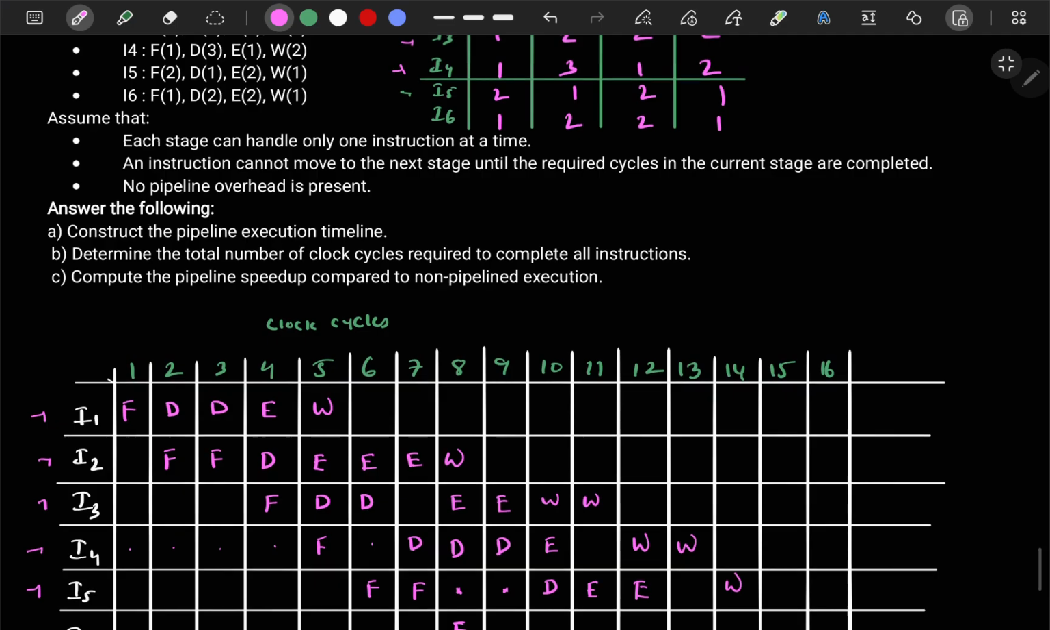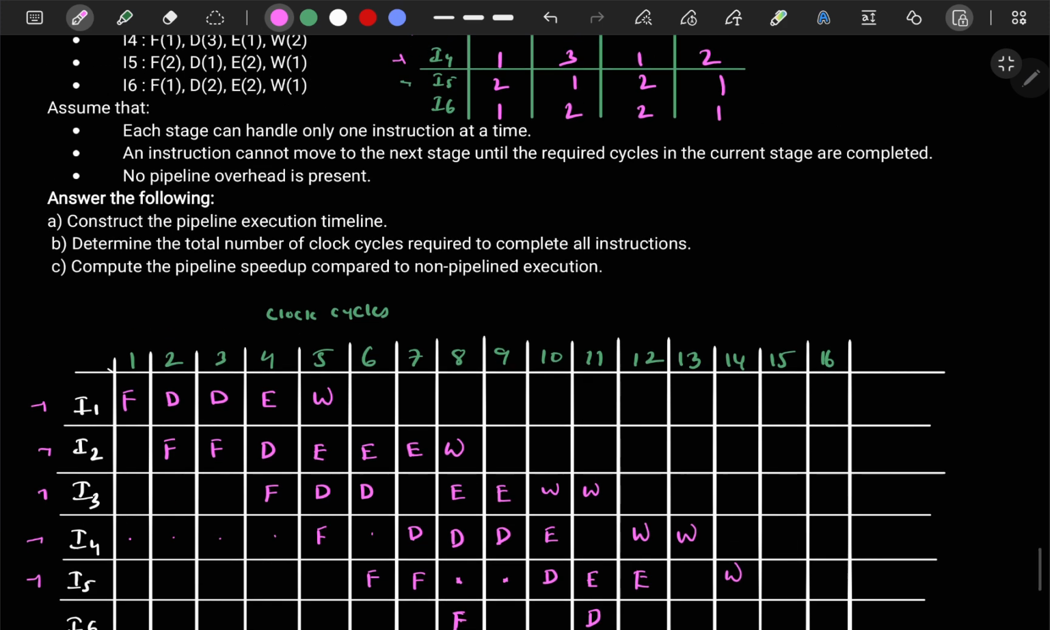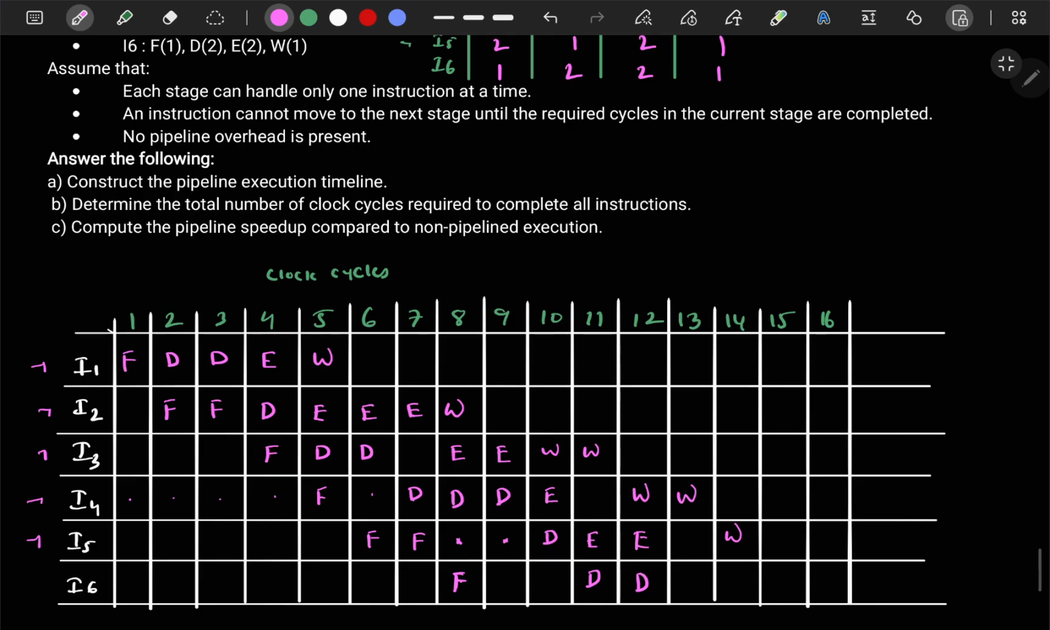Right? And fine. Now decoding. Can I start decoding at this phase? No. I4 is utilizing decoding, right? Can I start from here? No. I5 is utilizing decoding. So I have no option. At the 11th clock cycle only I will start decoding for I6, and it takes 2 clock cycles.